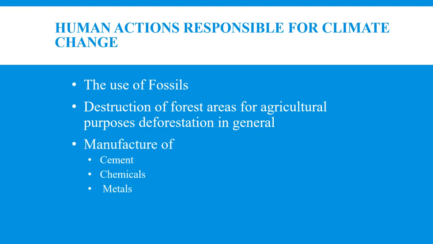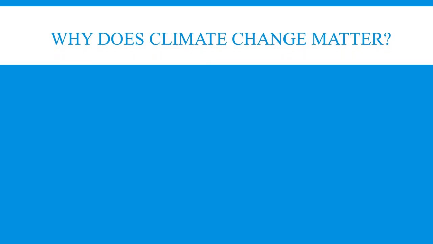Because of change in lifestyles and increase in population, climate changed because of manufacture of cement, chemicals, metals. Lastly, the greenhouse gases in the atmosphere contributed to climate change. So, it can be said that usage of fossil fuel, deforestation, and manufacturing of cement, chemicals and greenhouse gases contributed to climate change.